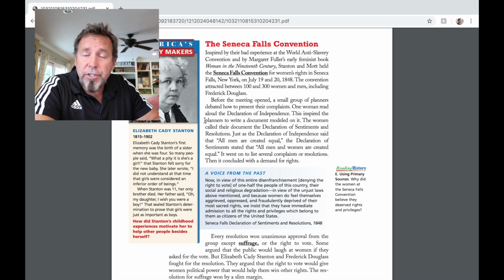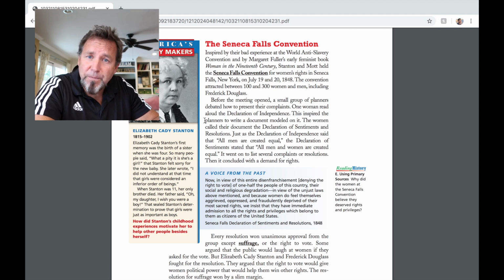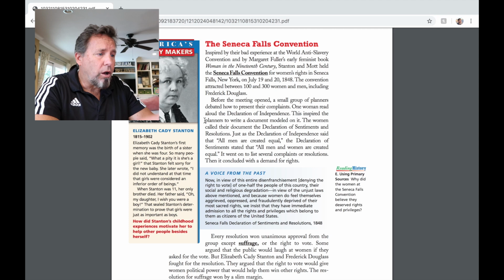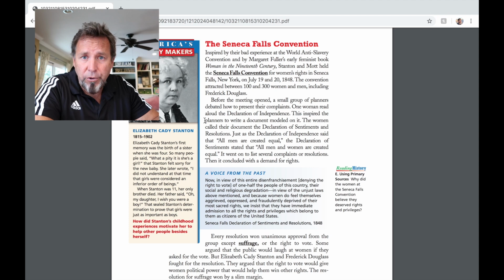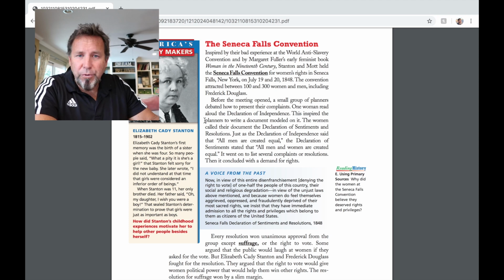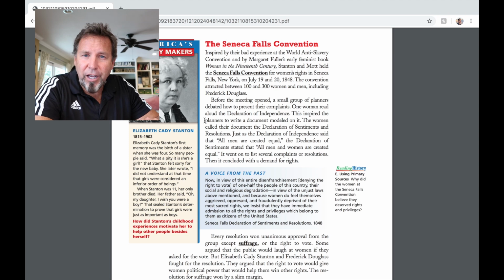At the Seneca Falls Convention, they issue a document, and I wish they had a copy of the document in our book, and I wish I had thought ahead to have one to share with you during this lesson here, but basically they modeled their document on the Declaration of Independence. And instead of saying all men are created equal, their document said all men and women are created equal, that they're entitled to life, liberty, and pursuit of happiness. So they borrow the form and structure of the Declaration.